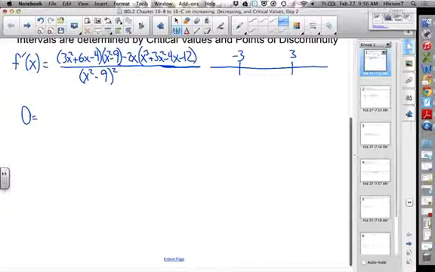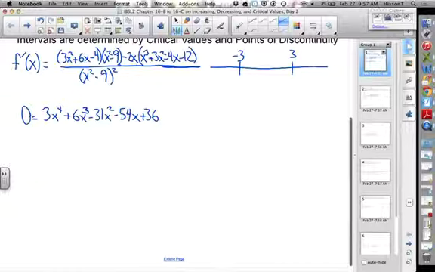So we multiply the 3x squared plus 6x minus 4 times the x squared minus 9. 3x to the 4th plus 6x cubed, minus 27x squared, minus 4x squared is a minus 31x squared. And then my x's are going to come from there, so that's a minus 54x plus 36. Okay, you all know how to distribute that.